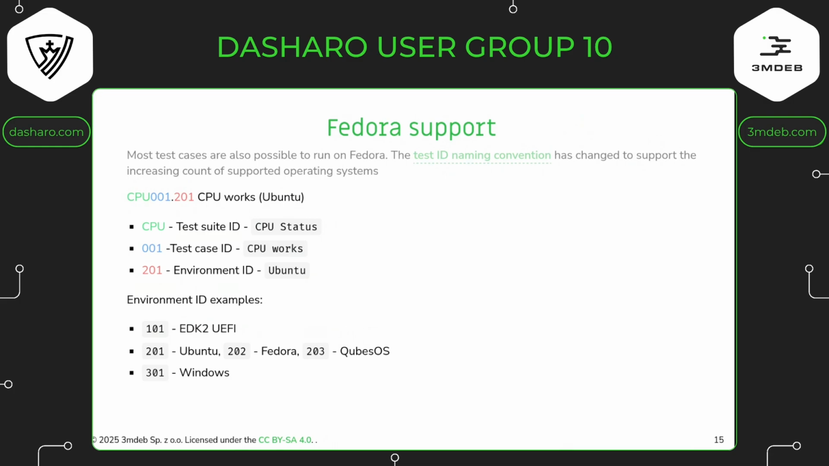We've changed the test ID naming convention to support many operating systems. Previously, the second three-number part after the dot was used pretty freely, but now it is reserved as an environment ID. So whenever you see a test ID and it ends with 201, you can know that this test has been performed on Ubuntu. And if it ends with 202, it's tested on Fedora.